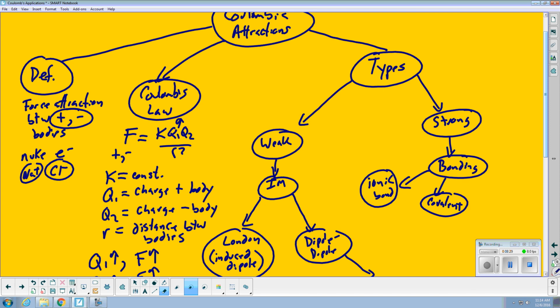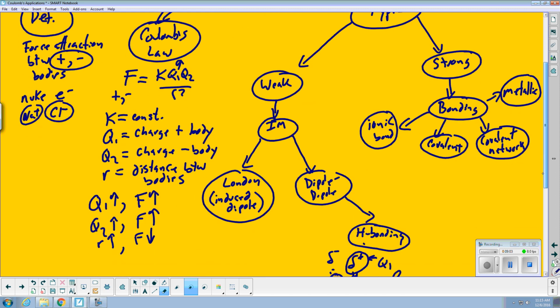Or we can have a covalent network, which is a bunch of atoms bonded to each other in a covalent way. And then we could have metallic bonding, which is my sea of valence electrons surrounding my metal cations. These are all examples of strong Coulombic attractions. Let's go back to my ionic bond, because that's the easiest one for us to see.